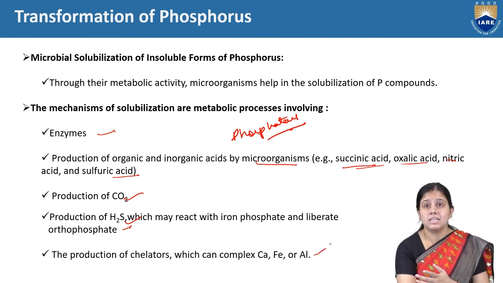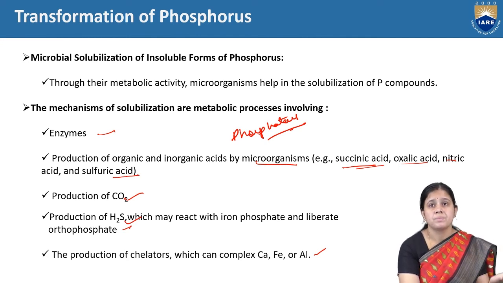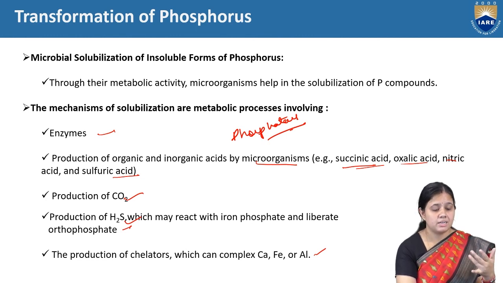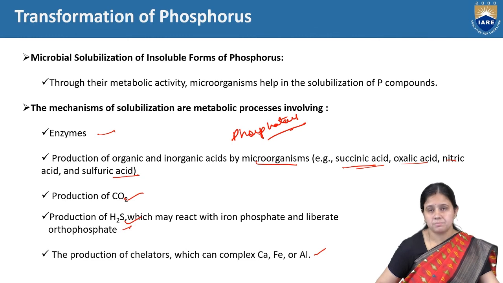That is the process of transformation of phosphorus for living organisms, as the phosphorus is present in the sediments of the rock surface. So the mechanism of solubilization involves enzymes, production of organic and inorganic acids, production of carbon dioxide, production of hydrogen sulfide, and production of chelators. By these processes, they make this phosphorus available again.